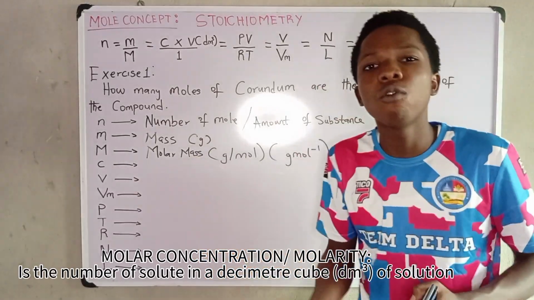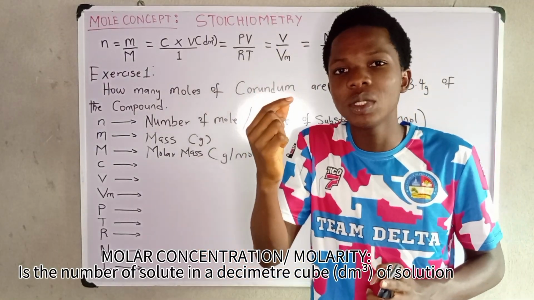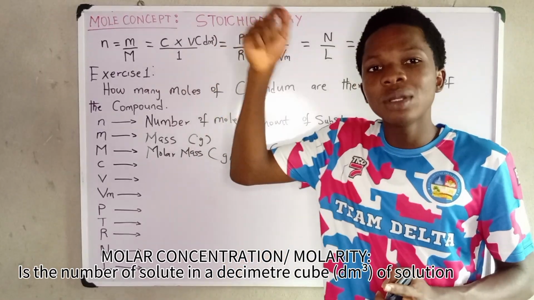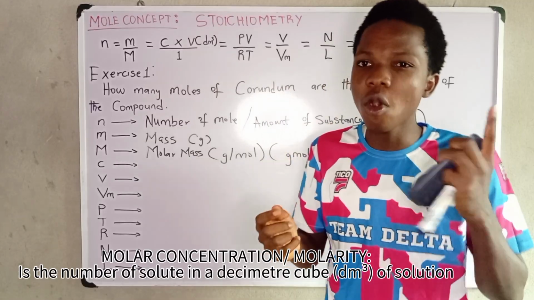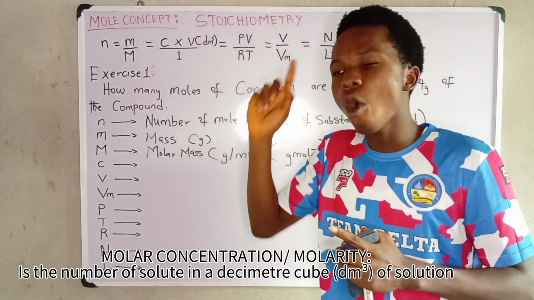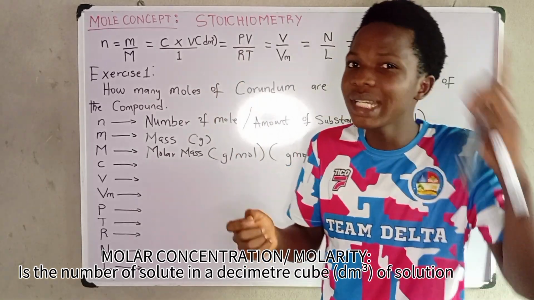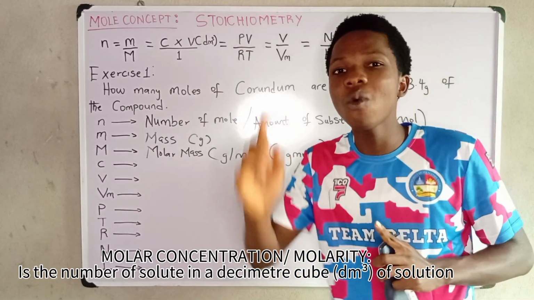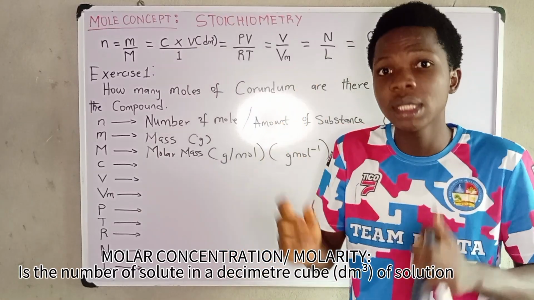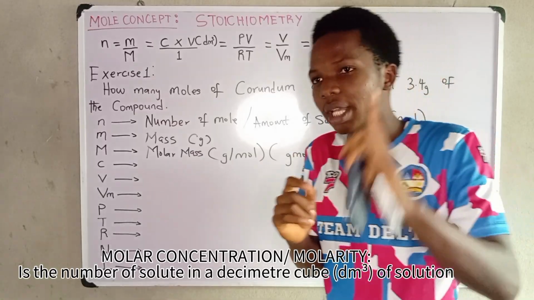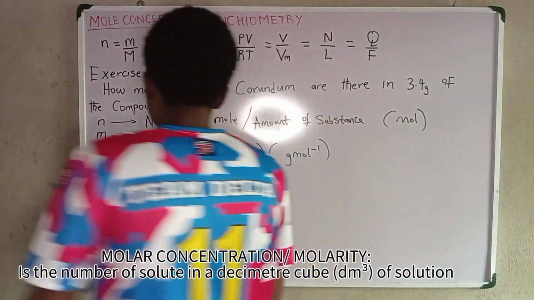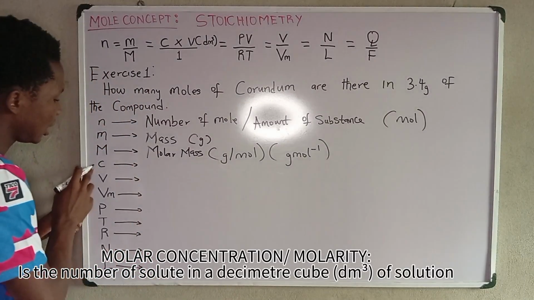Molarity is the amount of 1 mole of a solute in a decimeter cube of what? Solution. I say again: molarity, or molar concentration, is the amount of 1 mole of a solute in a decimeter cube of solution. Take note of that. Alright, so now let me write the name of this C.